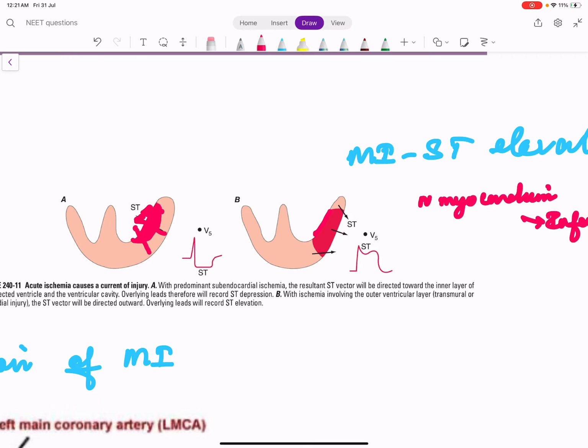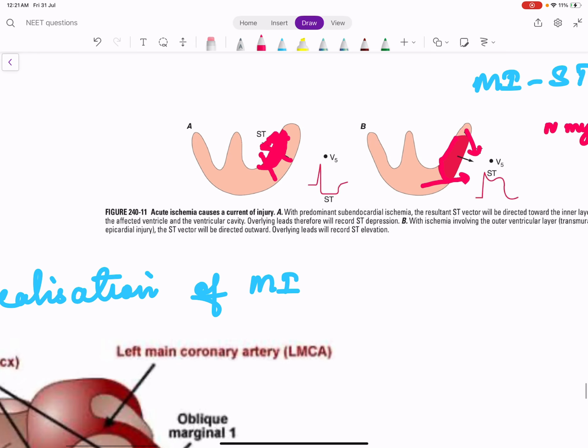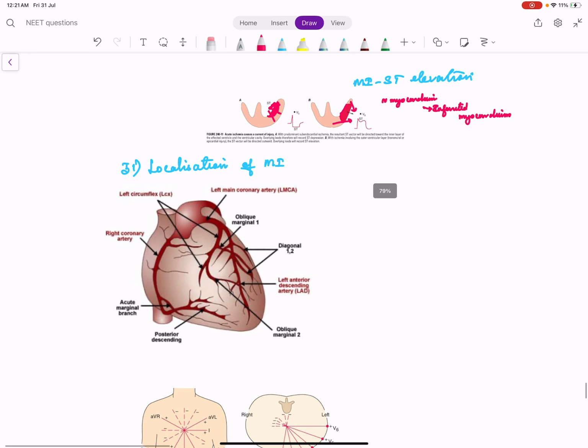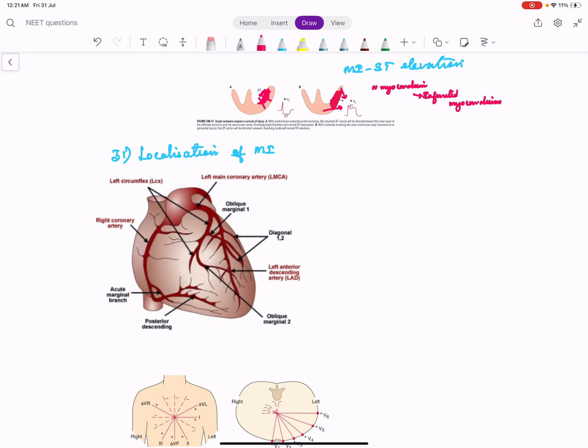Whereas see here, when it's a transmural infarct, the vector goes from the surrounding normal myocardium towards the diseased myocardium. So there is ST elevation. Just a basic why ST elevation occurs, because of the vector direction. So we discussed two important diseases that cause ST elevation. One is MI, another one is acute pericarditis.